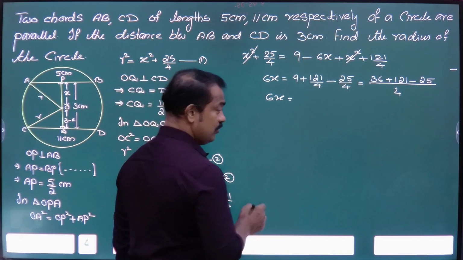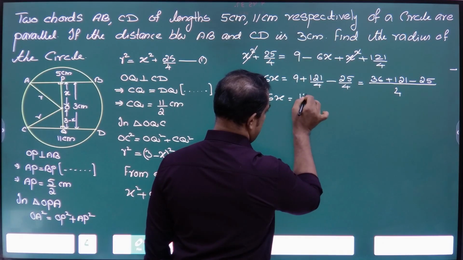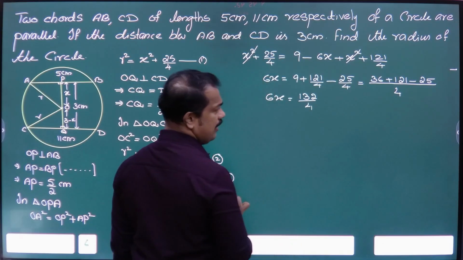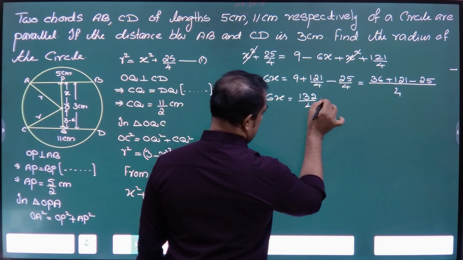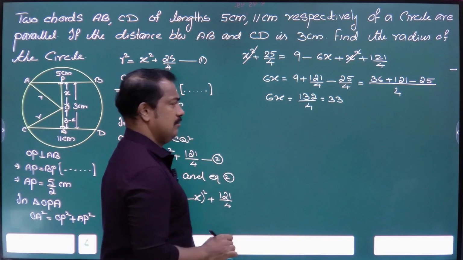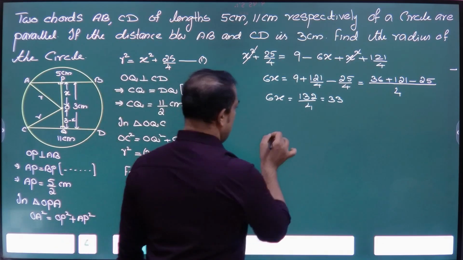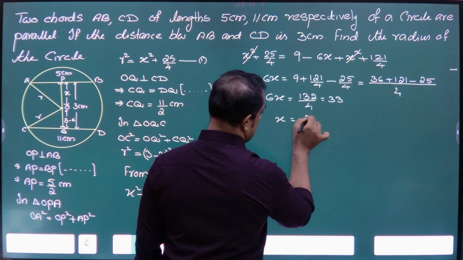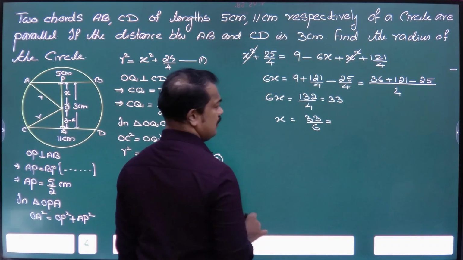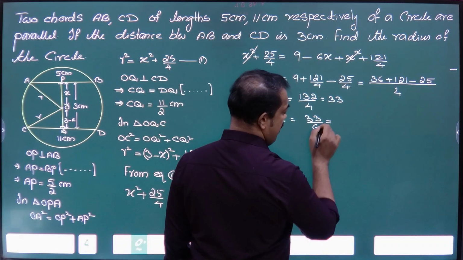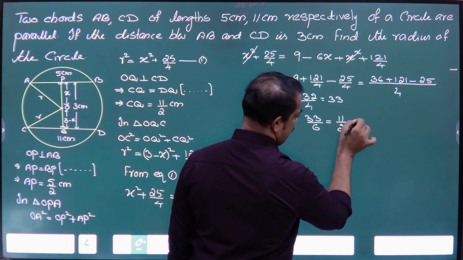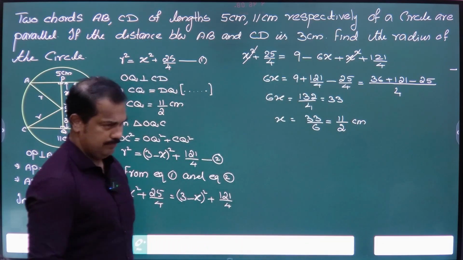132 divided by 4. So x is equal to 33 divided by 6. Cancel by 3, 11 by 2 centimeter. But this is not the answer.